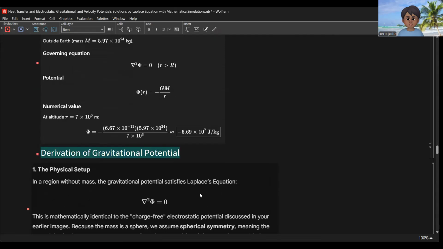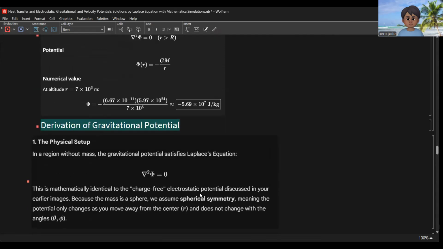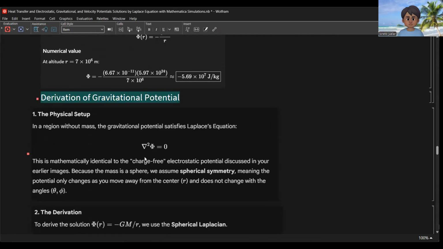The derivation of gravitational potential, the physical setup: in a region without mass, the gravitational potential satisfies Laplace's equation. So this is mathematically identical to the charge-free electrostatic potential discussed in your earlier images.